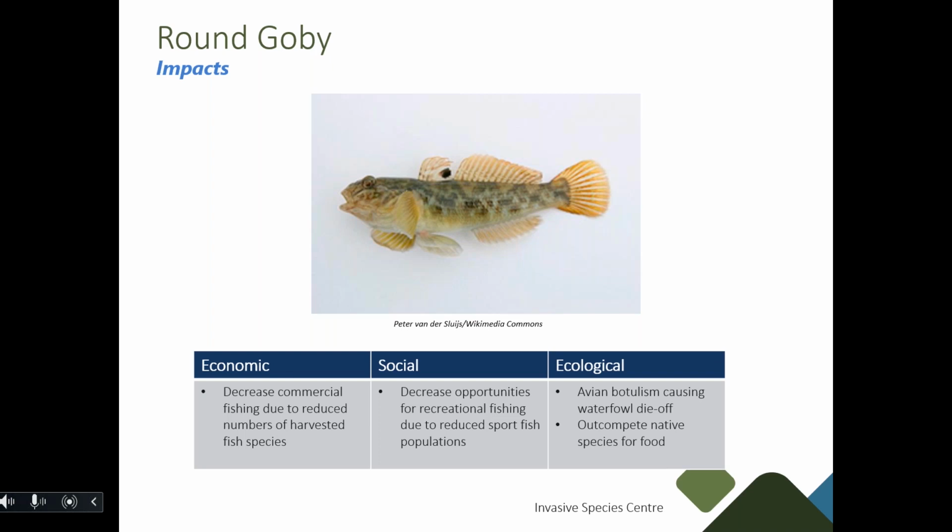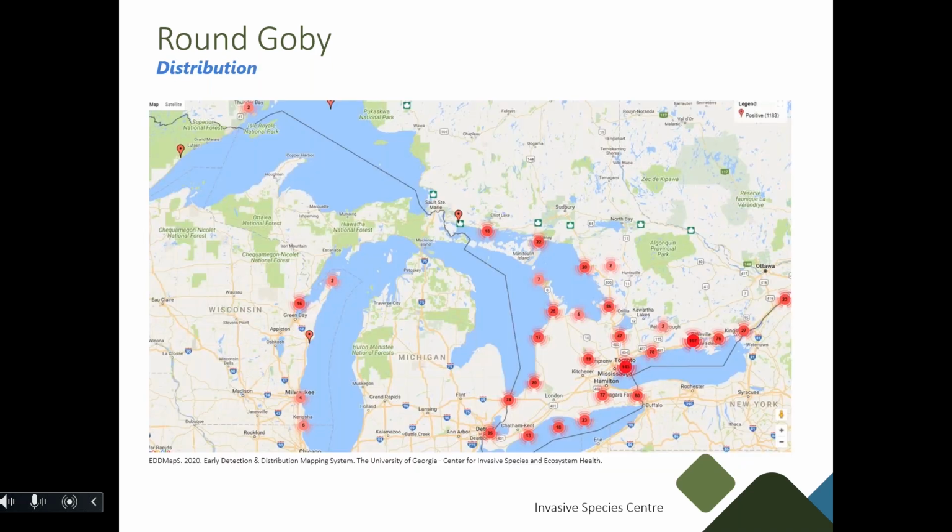So this is the known distribution of round goby in the Great Lakes. As I mentioned, it is found in all 5 of the Great Lakes, and it's also found in some inland lakes and rivers like Lake Simcoe and the Trent River. And they can spawn several times in a season, so this helps their population expand very quickly.